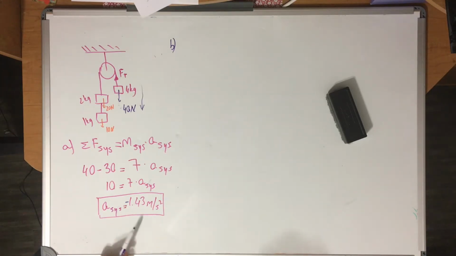If they were asking for only magnitude, that positive negative would not matter. But since they are asking for acceleration, you need to specify that it is negative. Alright, for part B, they are asking for tension.